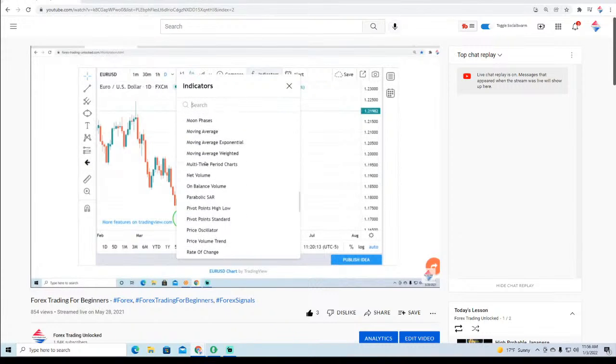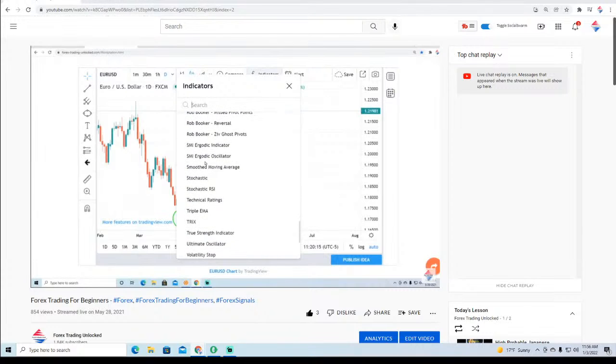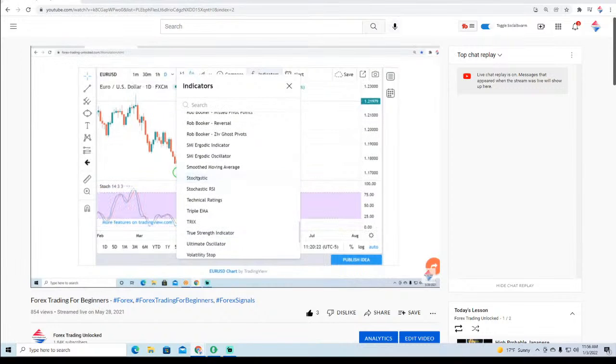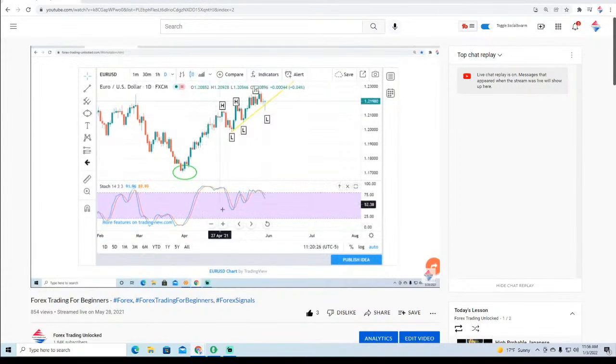As a beginning Forex trader, I would suggest that if you're going to use indicators, you stick with something very basic. One of them would be a stochastic. The stochastic here is an overbought, oversold indicator. As you can see here, when it's in this lower range, that's when it starts to come into a buying zone. When it gets into the upper part, that's when you're looking for a selling indicator.